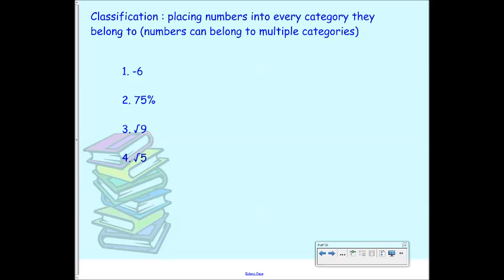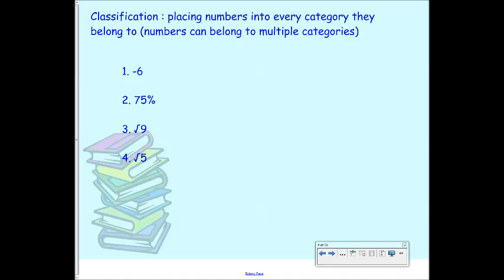So when we classify numbers, we're putting them into groups. And we want to name all the groups that they fit into. So I want to tell if a number is real, if it's rational, or irrational. And then I want to tell if it's a whole number and if it's an integer. Okay, so when you're going through and classifying, those are the ones that you need to look out for.